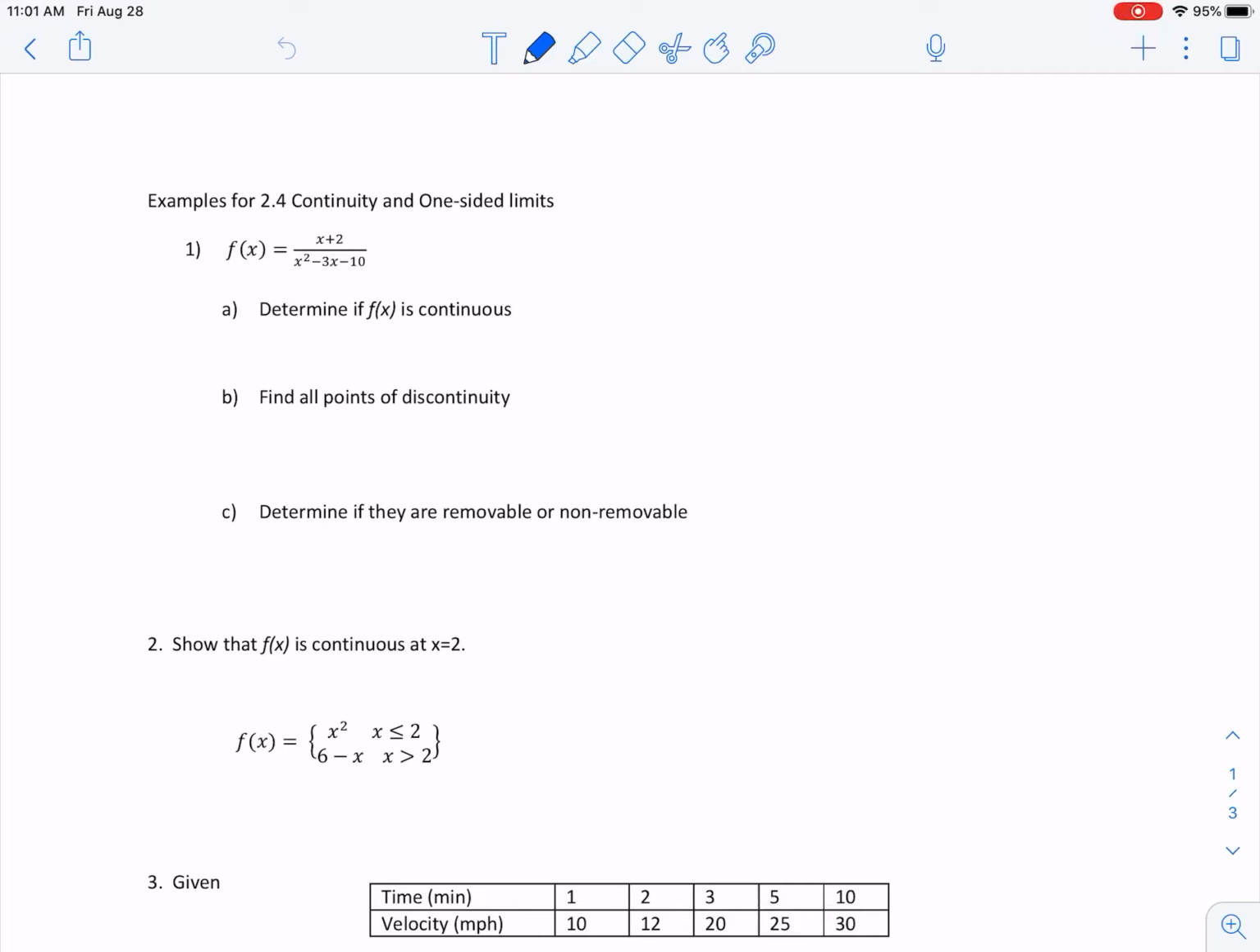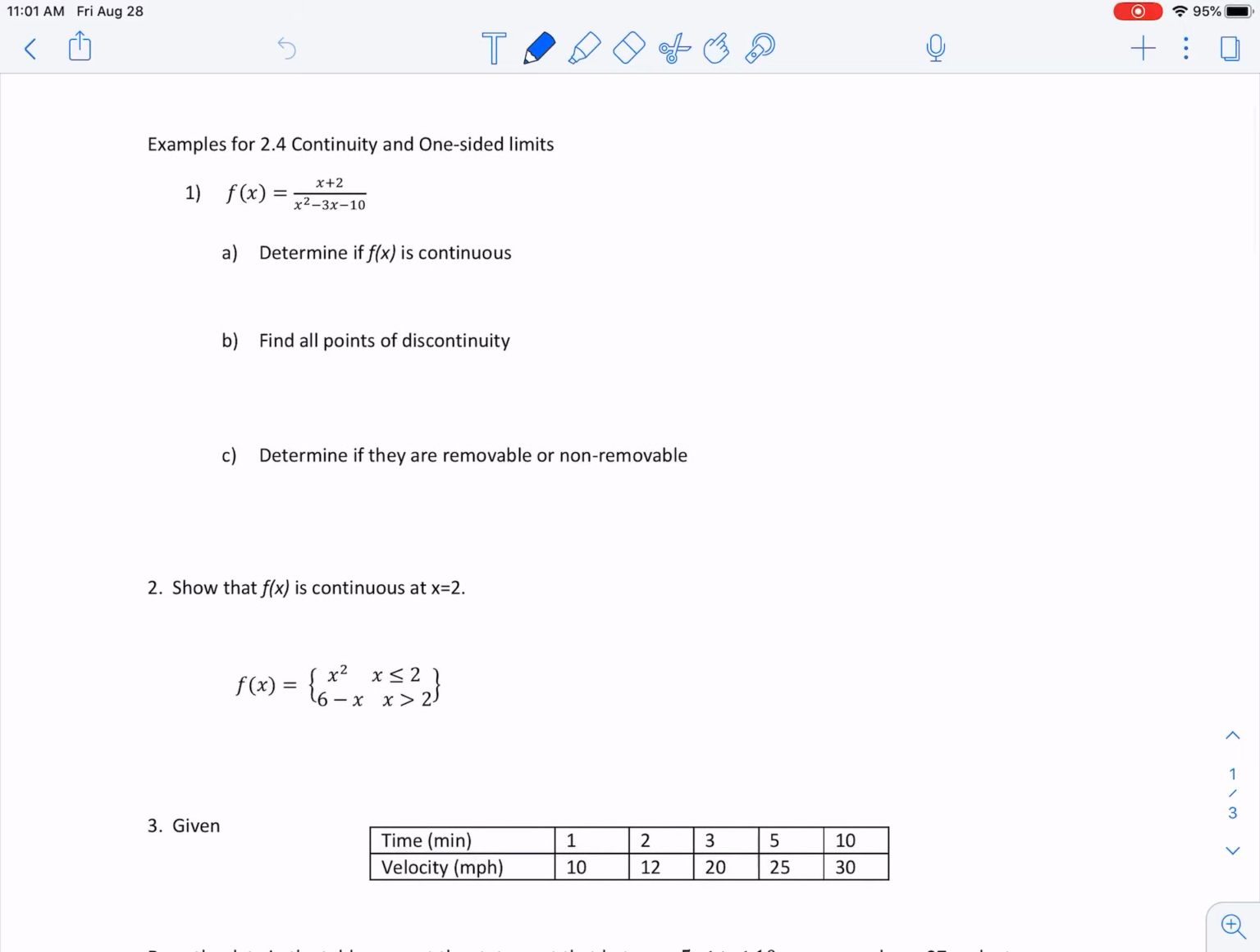Today we're doing some examples on continuity and one-sided limits. Example 1, I have x plus 2 over x squared minus 3x minus 10. The first thing I'm going to do is factor. Always factor. Get comfortable with factoring.